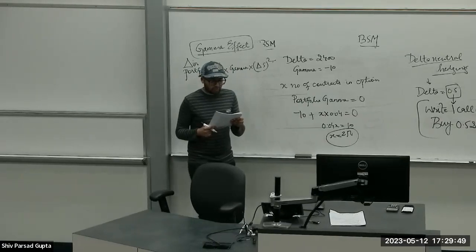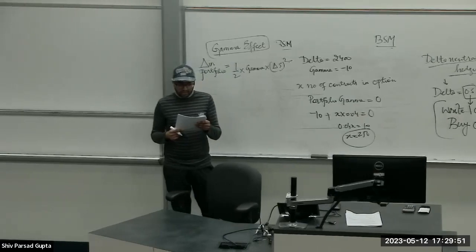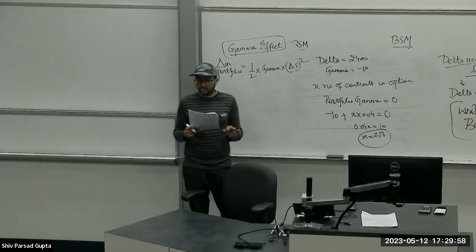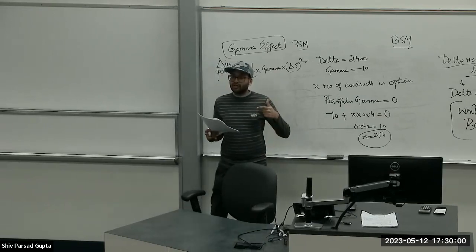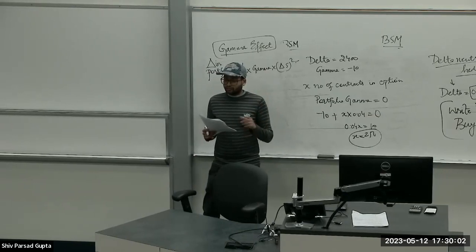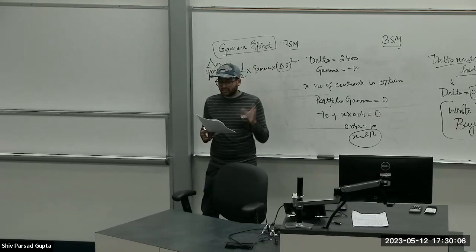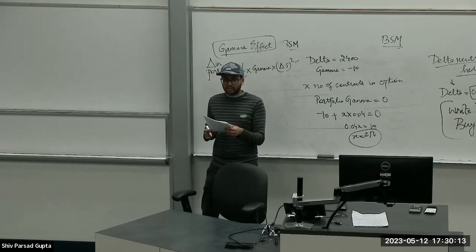Now option B: the magnitude of gamma is a measure of the curvature of the portfolio value as a function of the underlying asset price, right? I have told you that this is basically the acceleration effect of the delta, so it is the changes in the delta. Changes in the delta is basically the curvature of the portfolio as a function of the underlying asset price. So option B is also correct.